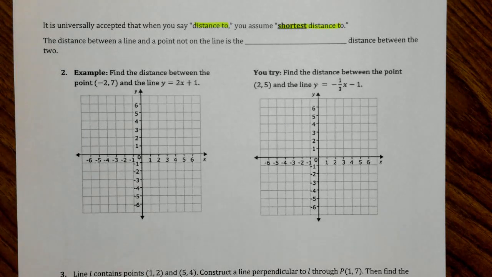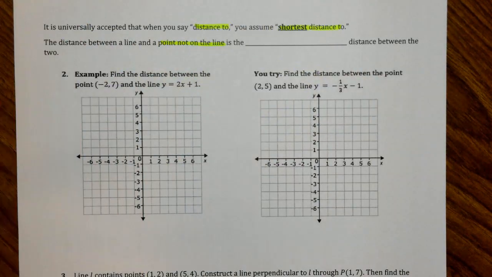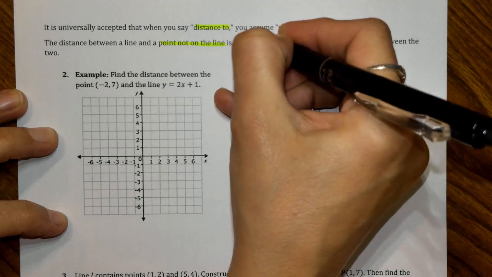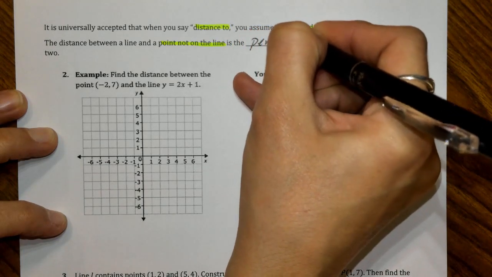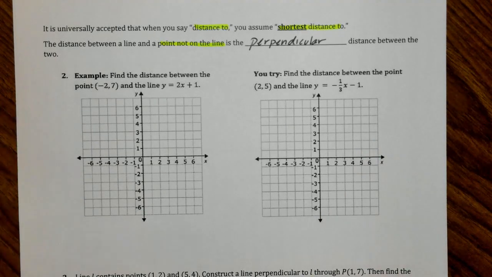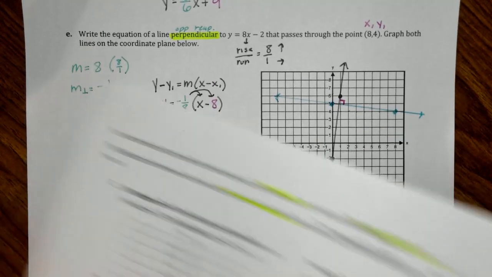When we have the distance between a line and a point that's not on that line, make sure we're seeing a point not on that line, it is going to be the perpendicular distance between them. So that kind of goes with what we just did on letter E over here in the warm-up, seeing that perpendicular distance.